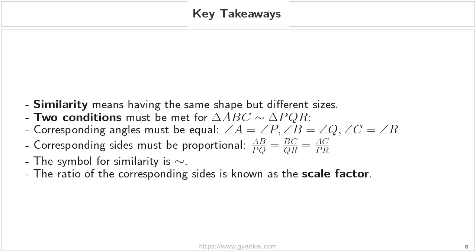All right, we have reached the end of our lesson. Let's take a moment to recap the key takeaways from today's session to ensure everything is clear in your mind. If you have reviewed these points and feel confident, you are well prepared for our next lesson, where we will apply these rules to solve more complex geometric problems.